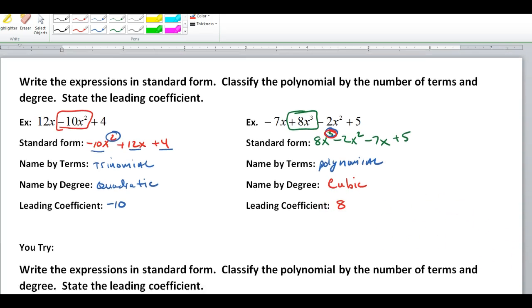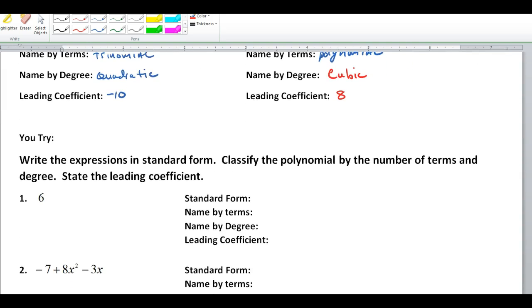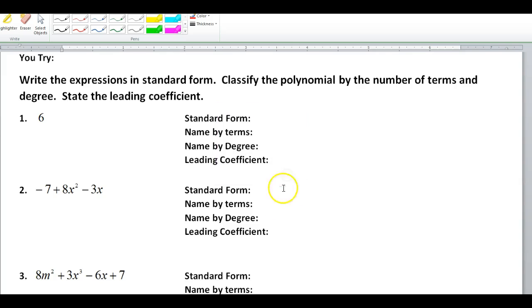So, what I want you guys to do is take a few minutes here to go ahead and try the you-try problems that follow. And once you're done with the you-try problems, you can press play again and see how well you did on each of the examples.